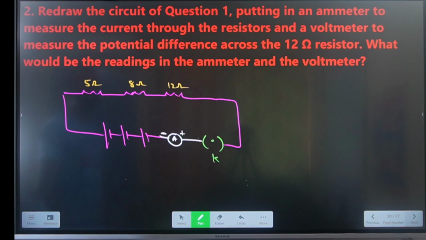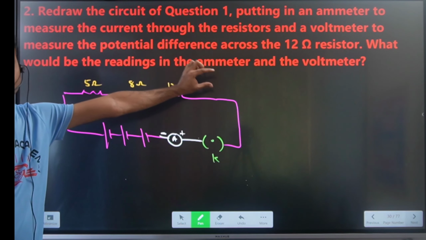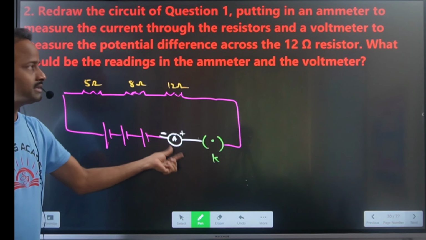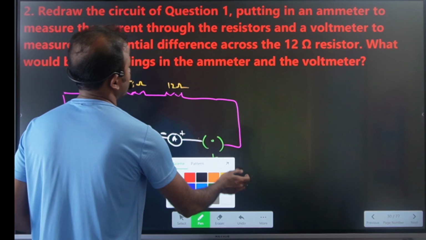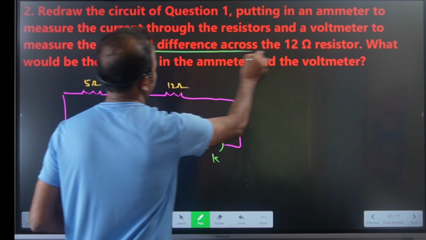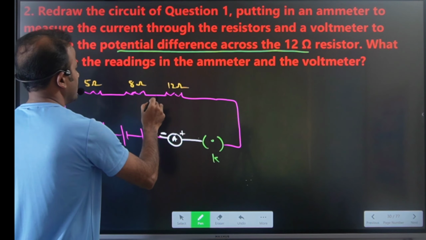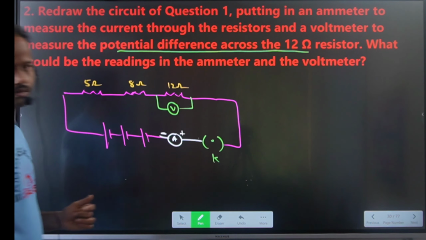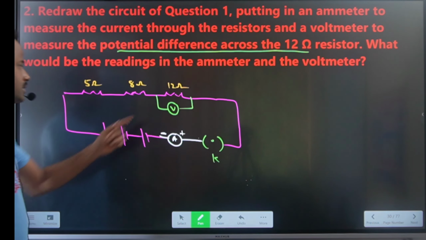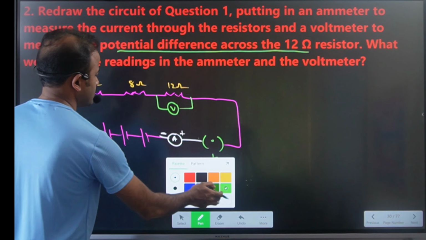Now what you have to do here? You have to find the readings in the ammeter and the voltmeter. Where do we have to connect the voltmeter? We require the voltage difference across the 12 ohm resistor, so you connect the voltmeter across the 12 ohm resistor. In this way you have to connect.